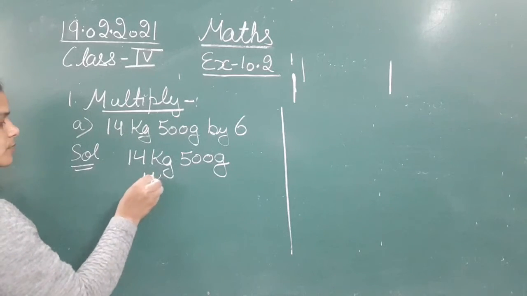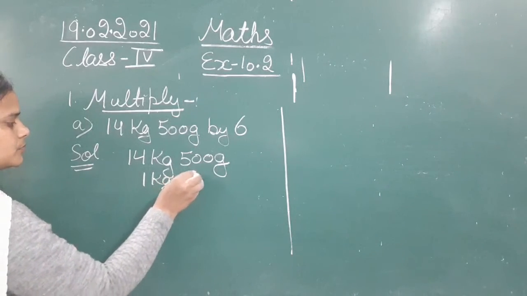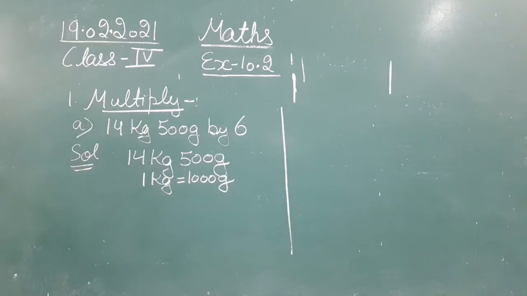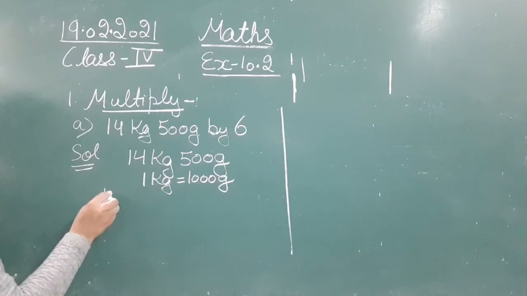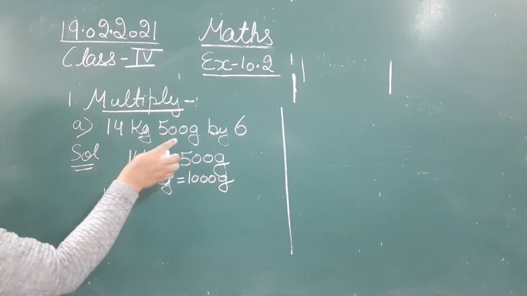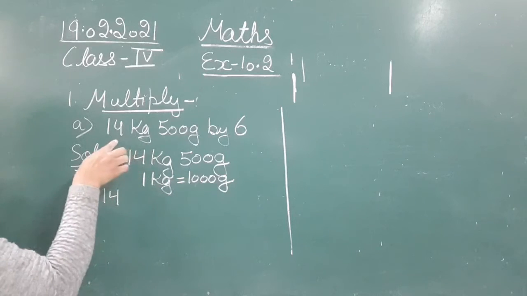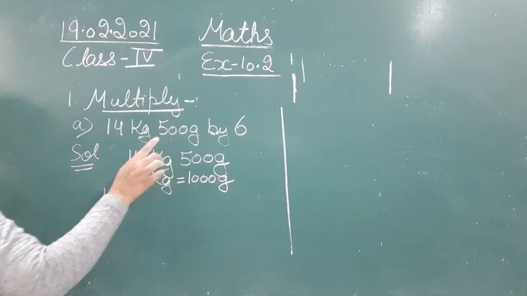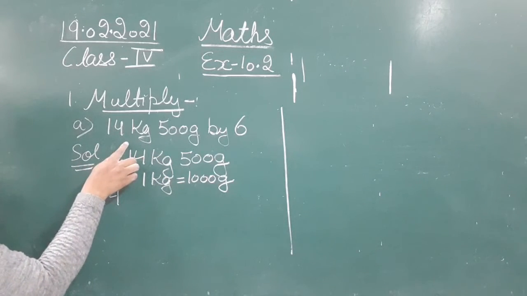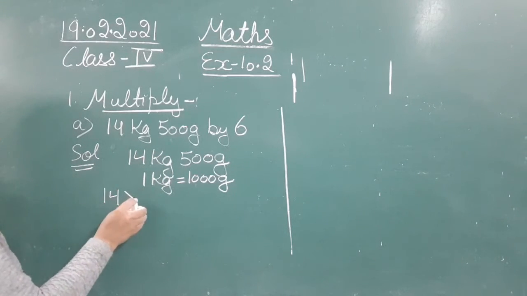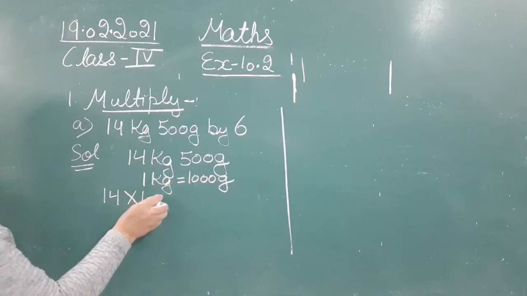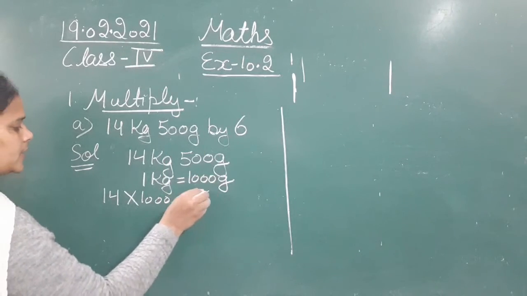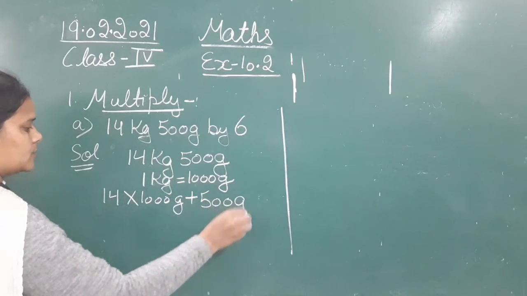So 1 kg is equal to 1000 grams. Next, we need to convert kg to grams. 14 is in kg, but the 500 is already in gram. So that means we need to convert this one only. Let's multiply it with 1000. 14 multiplied by 1000 will become gram, whereas the 500 is already gram, so we will write it as it is.